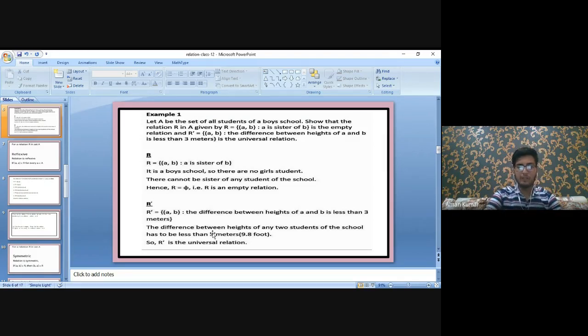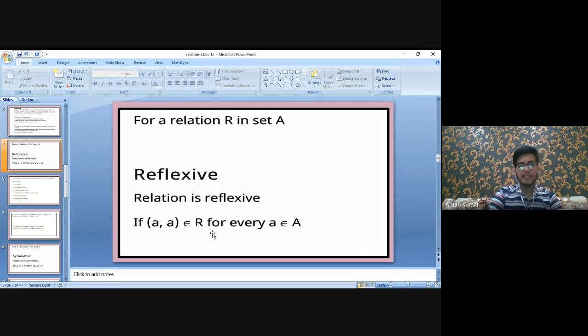Next we are going to study the other types of relation, which are very important. First one is the reflexive relation. A relation R in set A, that means a relation from set A to set A only, is called reflexive if and only if (A, A) belongs to R for every A belonging to set A.